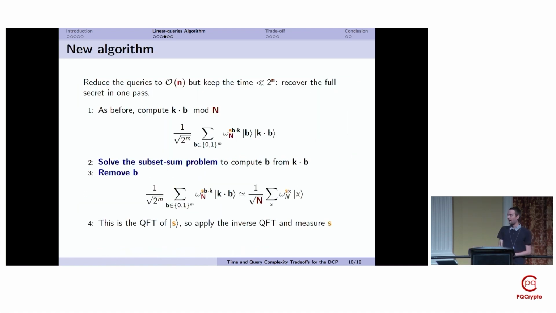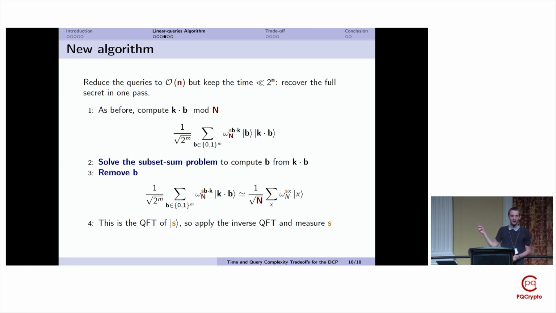So how to be even more aggressive than that? This is the idea of the new algorithm that we have. And it's actually very close to what we do in Regev's algorithm, but a bit more aggressive. So the goal is to reduce the number of queries to linear, O(n). But we still want to keep the time as small as possible. So here is the idea.